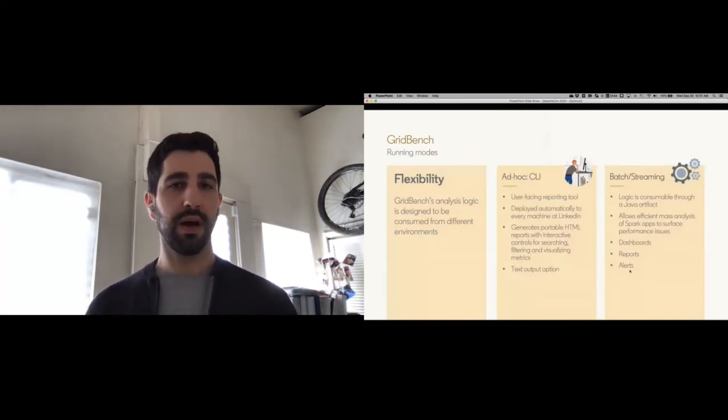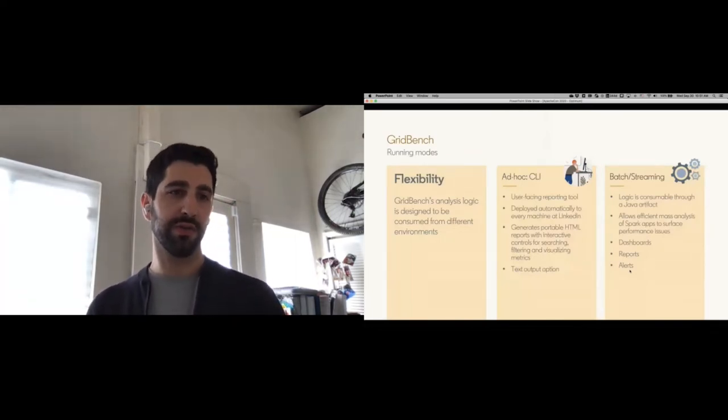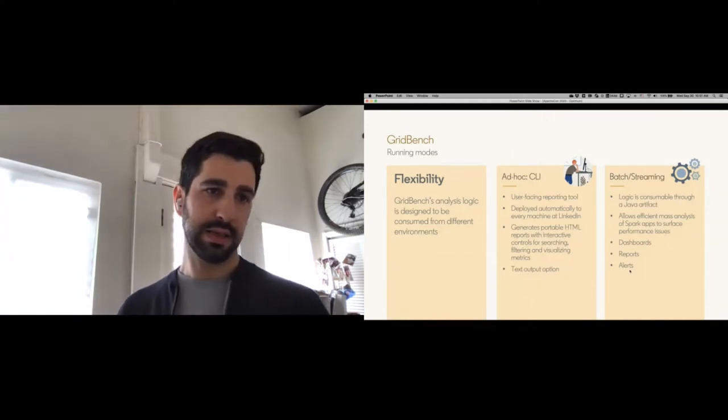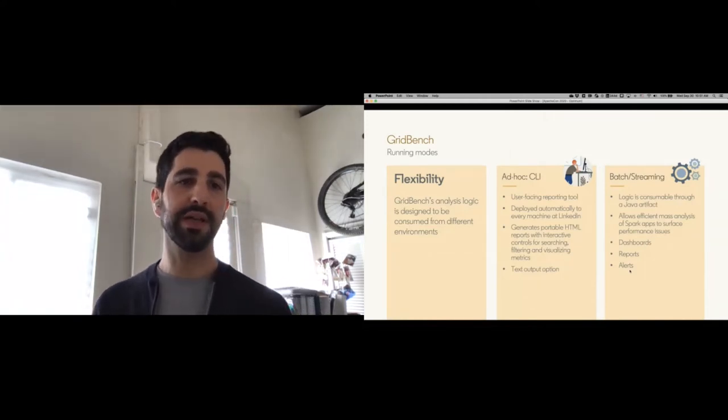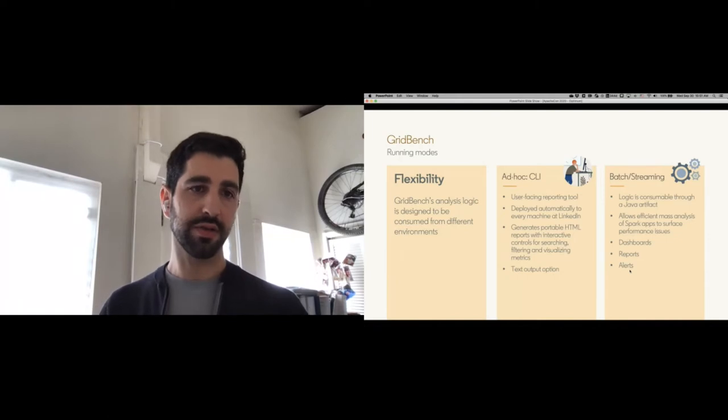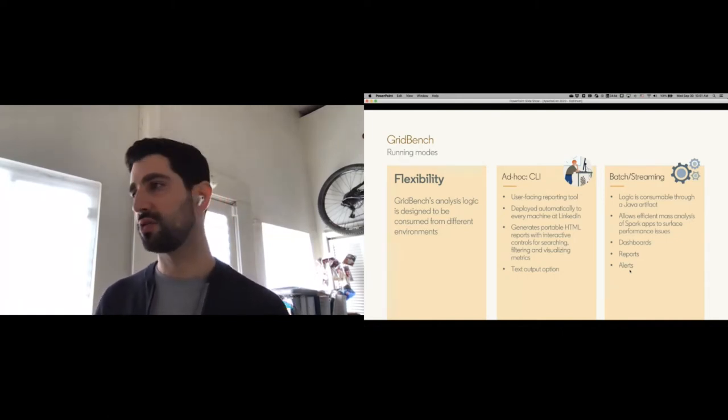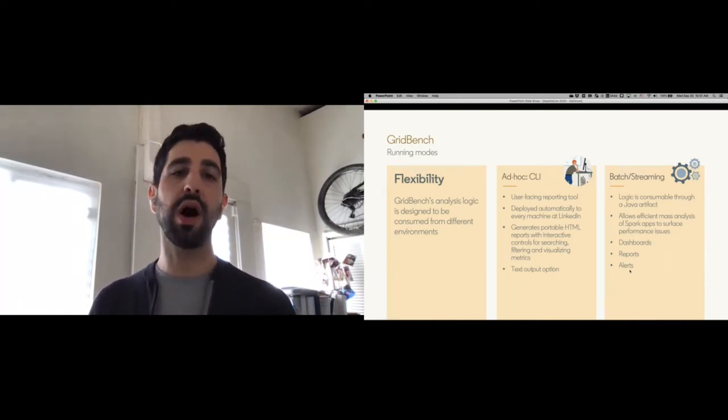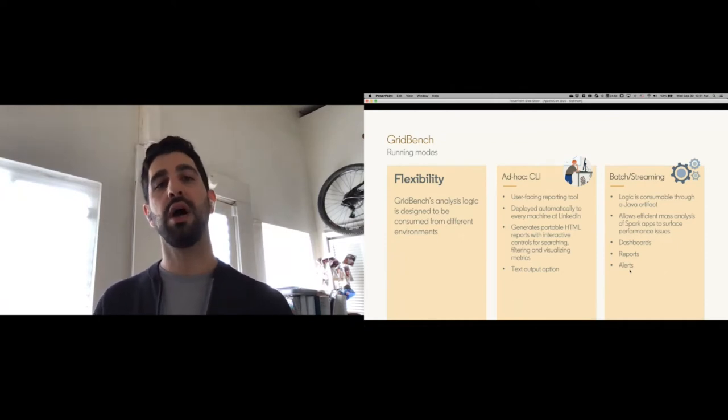So Gridbench allows two running modes, basically. And this is where flexibility is the main idea here. So Gridbench analysis logic is designed to be consumed from different environments. One option is the ad hoc calls through the CLI.